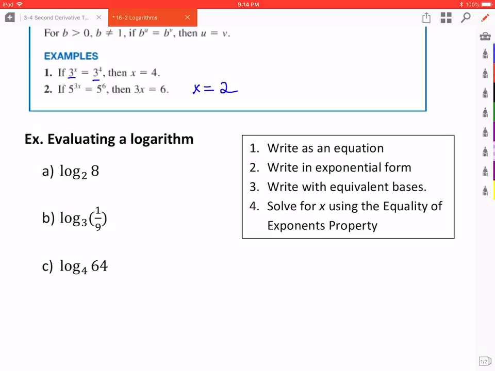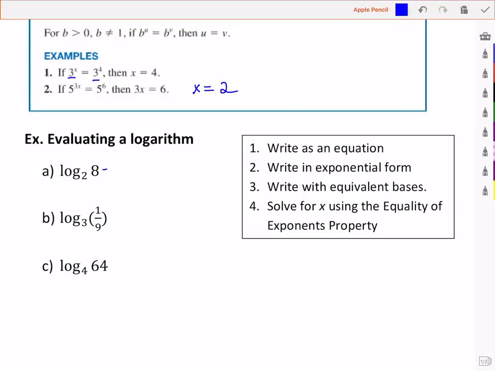So here I have log base 2 of 8. So I'm just going to say that equals x. That's writing as an equation. Now we write that in exponential form. So 2 to the x equals 8.